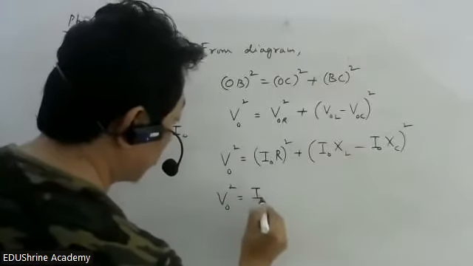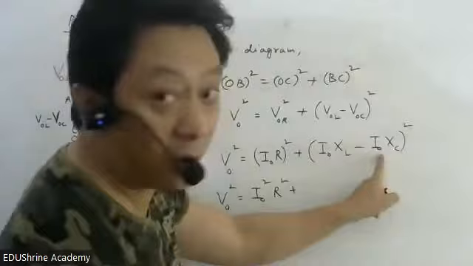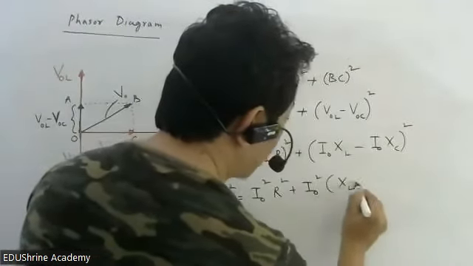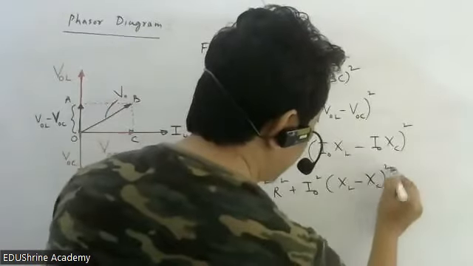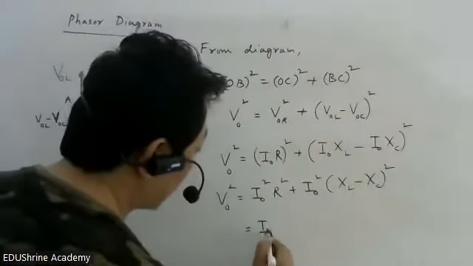Then here you take square: I naught square R square. Here I naught is common, then square it. What is left? XL minus XC whole square. Here and here I can take I naught square common.